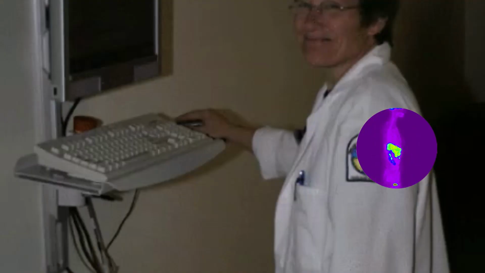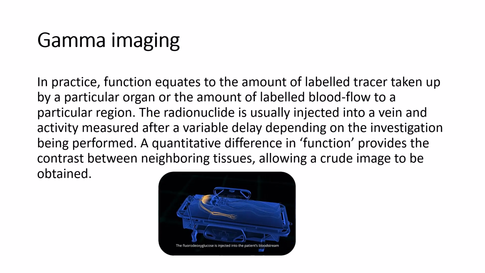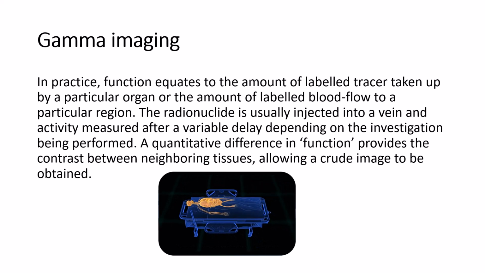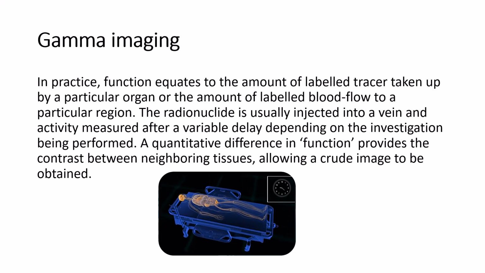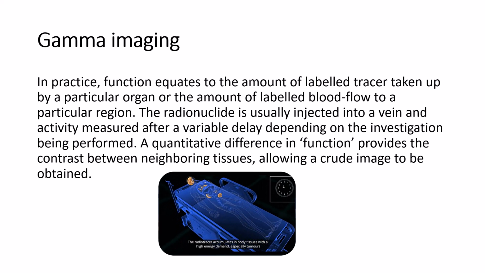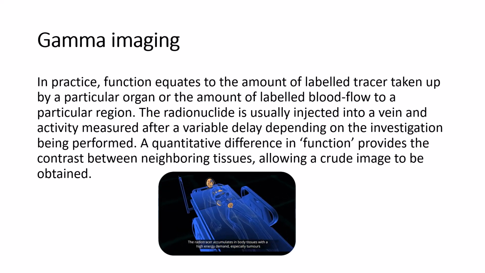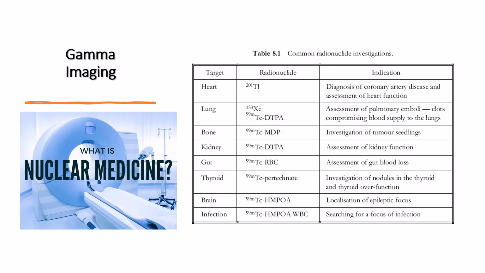Gamma imaging, or nuclear medicine. In practice, function equates to the amount of labeled tracer taken up by a particular organ or amount of labeled blood flow to a particular region when you do a nuclear imaging study. The radionuclide is usually injected into a vein and activity measured after a variable delay depending on the investigation being performed. A quantitative difference in function provides a contrast between neighboring tissues, allowing for an image to be obtained. Here we can see a list of different types of radionuclides and where they're tagged to go. In other words, we actually take a radionuclide and specifically tag it to go to a certain part of the body.